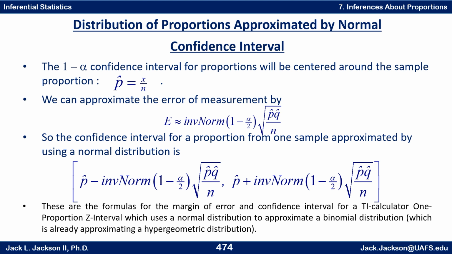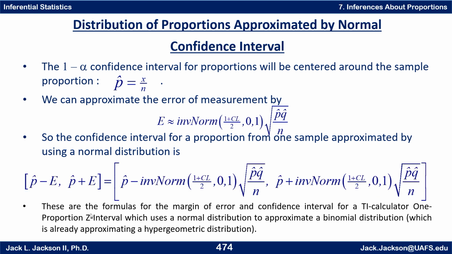We might try a confidence interval. So this is again the formula for the confidence interval. It's p hat minus this inverse norm to p hat plus this inverse norm. And let me rewrite that a different way. So once again, this is just an inverse norm of (1 plus confidence level)/2, 0, 1 times the square root of p hat times q hat over n, which is our estimate for the margin of error. And so our confidence interval then is just p hat minus e to p hat plus e, which you can see written out here. And these are the formulas that they're using in the built-in program in the calculator.